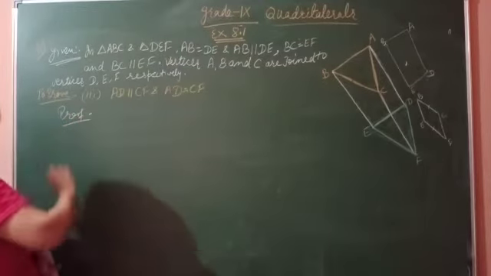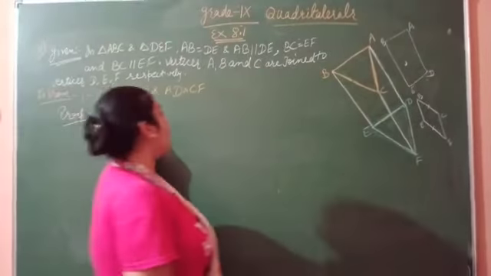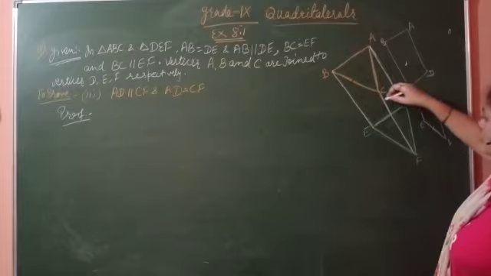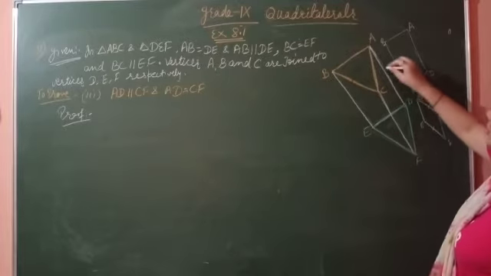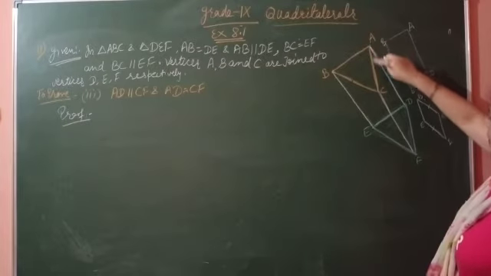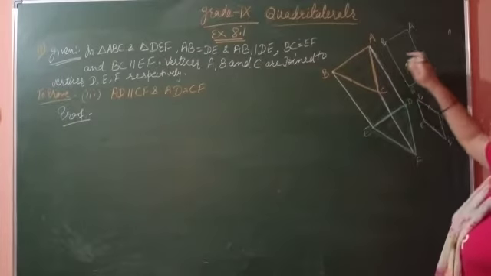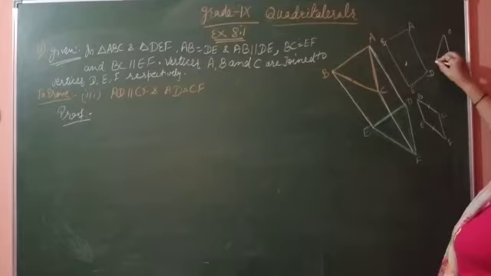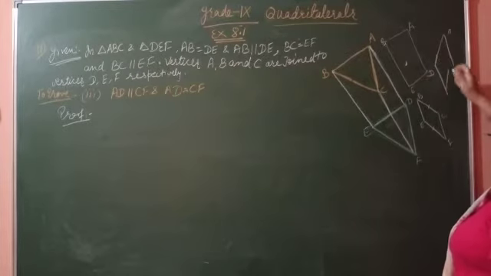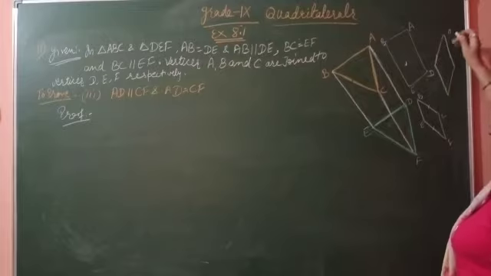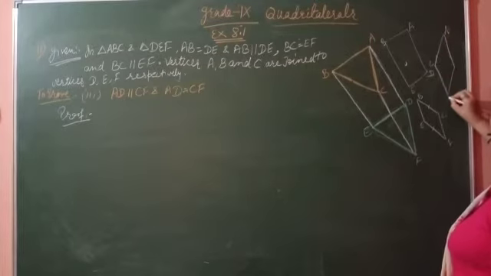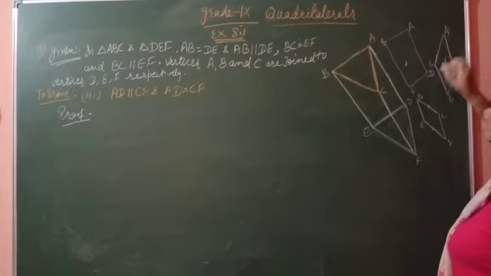Now come to the third part. The third part is we have to prove that AD is parallel to CF and AD is equal to CF. What does this mean? You have to prove that ACFD is a parallelogram, that is, you have to show opposite sides are equal and parallel. So ACFD is what you have to show.